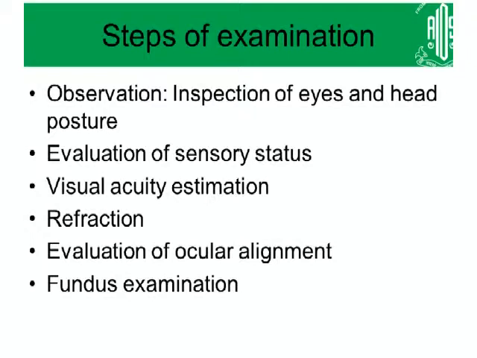We start with vision. Whereas when you examine a patient with squint, you want to start with the sensory status, which means you want to know whether the patient has fusion, any binocularity, any stereopsis. Because remember, once you occlude the eye, you're breaking fusion. So even if the patient had fusion, you would have broken it, and then you will get wrong information when you test the sensory status. So start with evaluation of sensory status, and only then visual acuity estimation. And then you have to do the refraction, test the ocular alignment, and anterior and posterior segment examination.